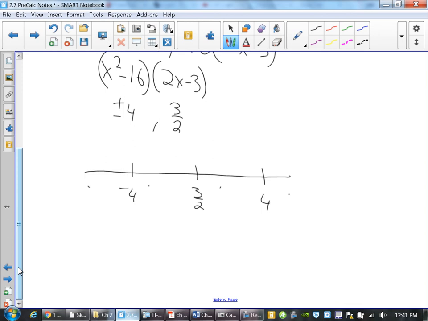If you use negative 5. What's between negative 4 and 1.5? 0. What's between 1.5 and 4? 2. And maybe use 5. And we're going to find true and false. For sake of time: negative 5, 0, 2, 5.